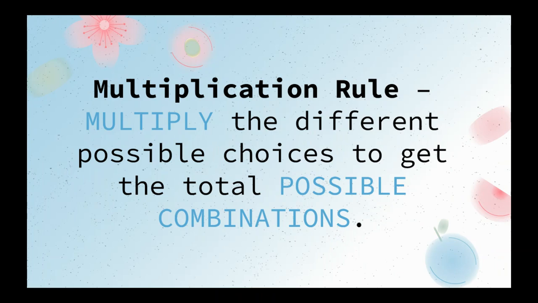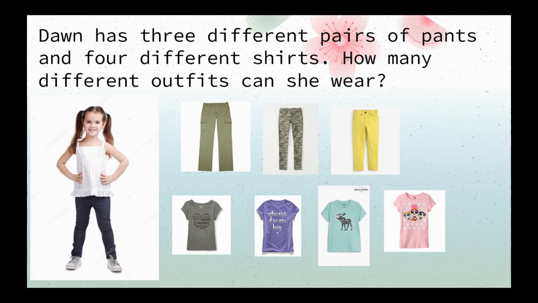So first of all, the multiplication rule tells us that we need to multiply the different possible choices to get the total possible combinations. So we're going to be looking for combinations of things here, and we're going to take all of the choices together. We're going to multiply them to get the total combinations possible. Let's work through a couple together.